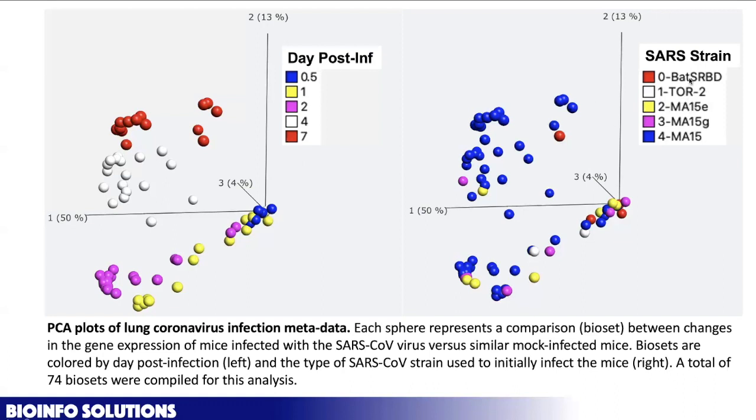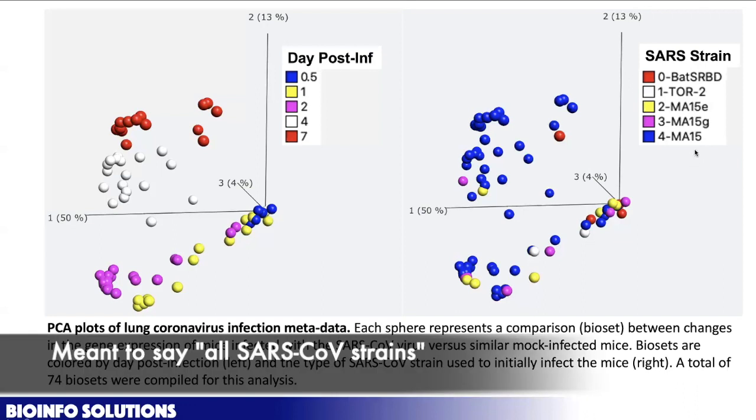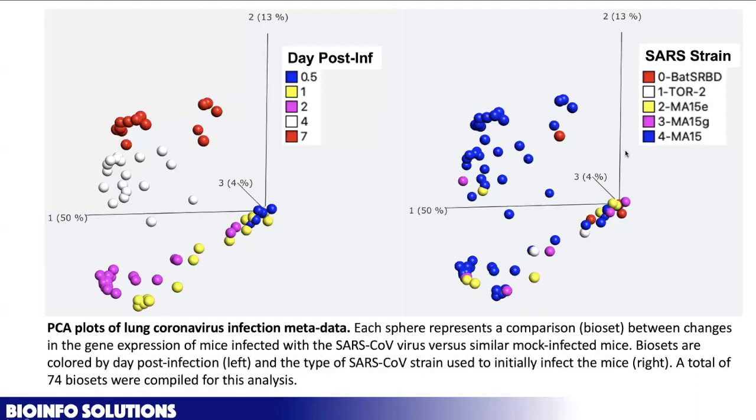Here on this side, I've color-coded the different virus strains that were used. These are all SARS MA15, which they used to infect mice to approximate the human version of the virus. These are the same graphs, but you can see that we have differences based on what we initially infected them with. I'm going to talk about that. These are in descending order.